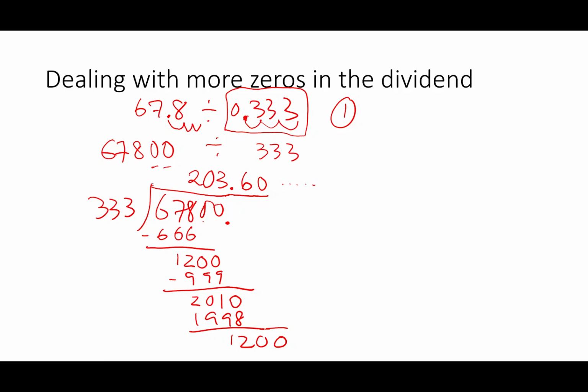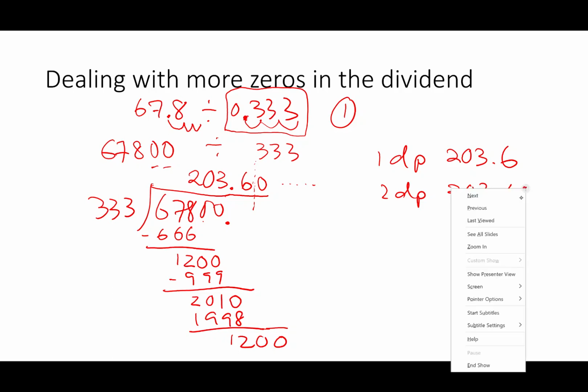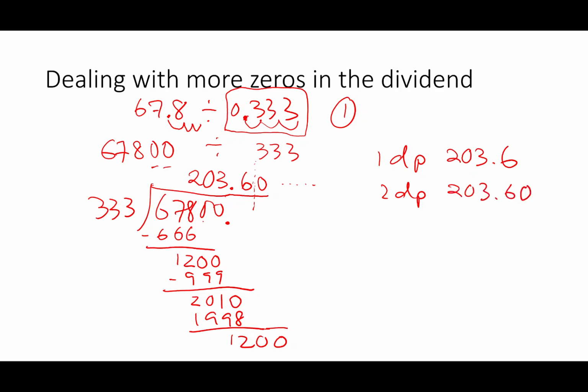So usually the question will ask you to stop at a certain decimal place. For example, if the question asks you to leave it in one decimal place, then the answer will be 203.6. If it's two decimal places, then you will get 203.60. Okay, right? And to round up to one whole number, right? You look at this one here, more than 5. So rounding up to the whole number, we will get 204. Okay, so that's how we do division for decimals.